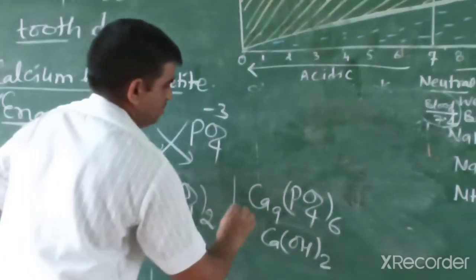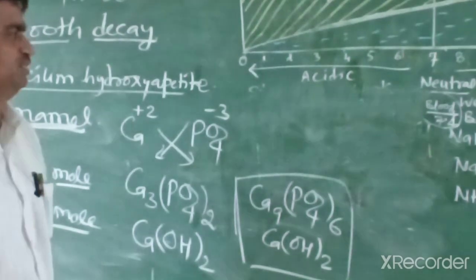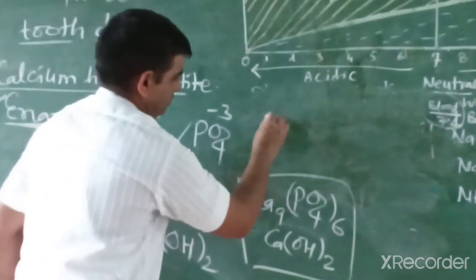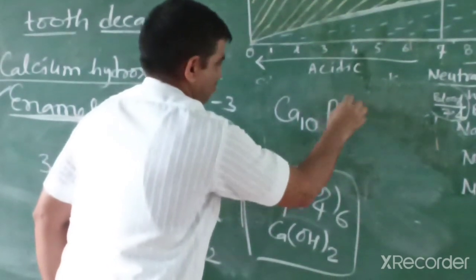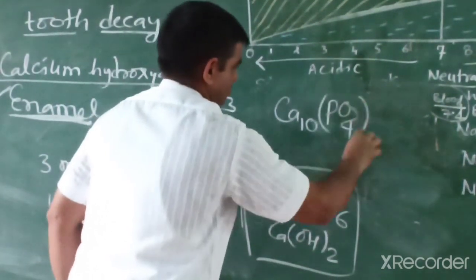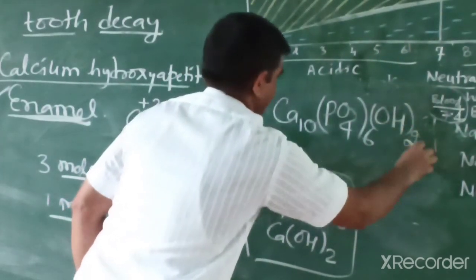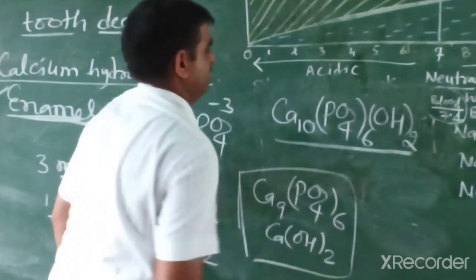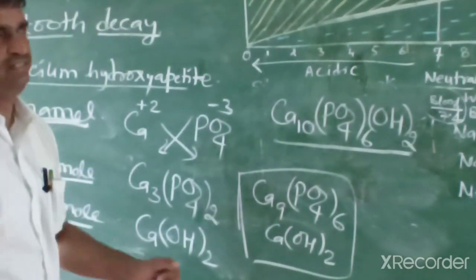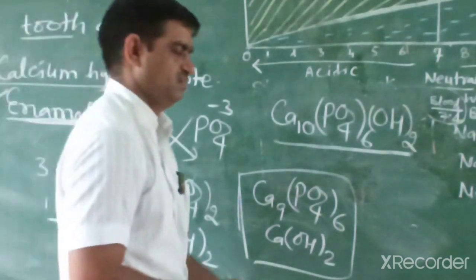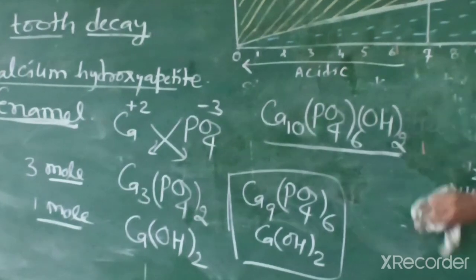When we combine them totally, because it is a crystalline form of these compounds, we write it this way: Ca10(PO4)6(OH)2. This one is enamel. This compound is enamel, and it is the hardest substance, but in our body it is damaged.